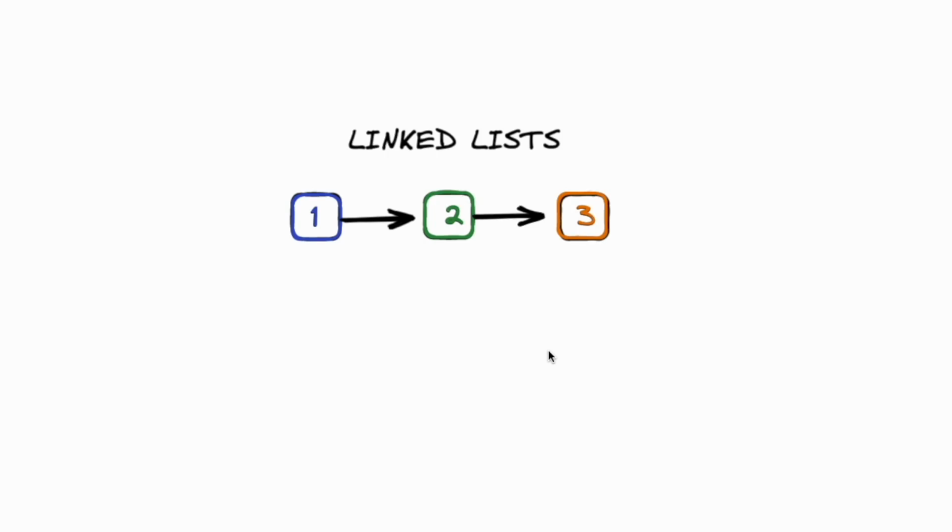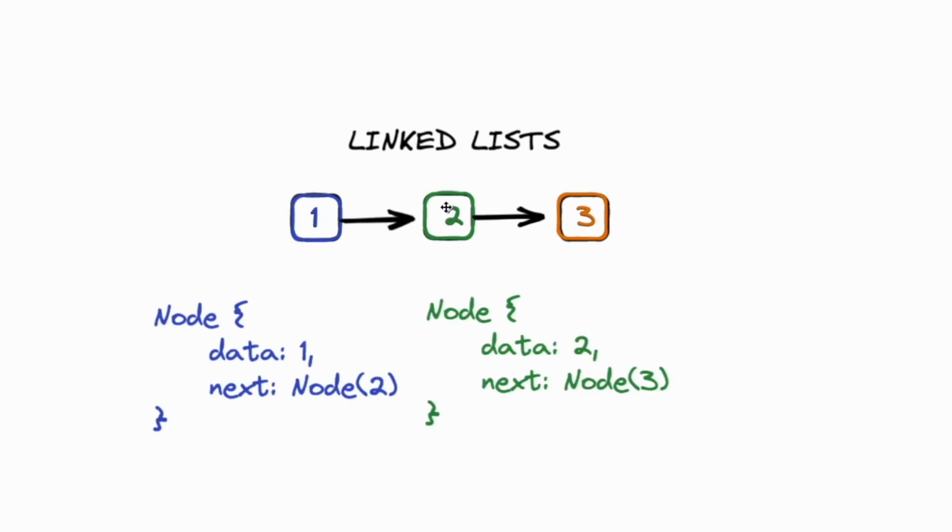You probably won't use a linked list much in practice, but it does come up in coding interviews now and then, so it is good to know. Let's start with a definition of what a linked list is. A linked list is made up of nodes, and each node points to the next node in the list.